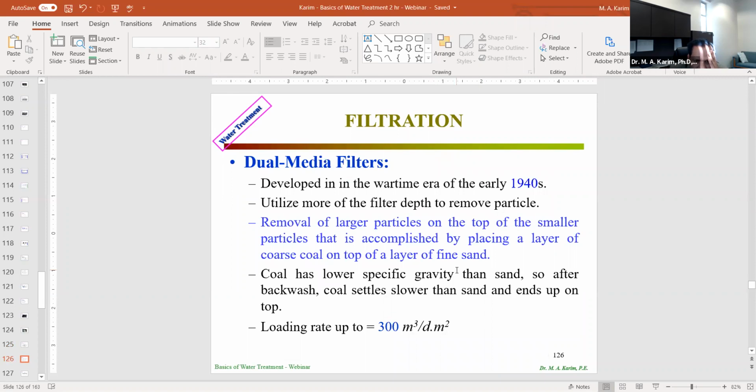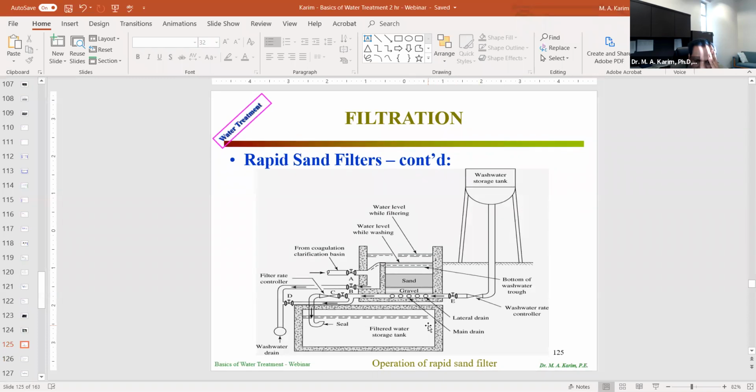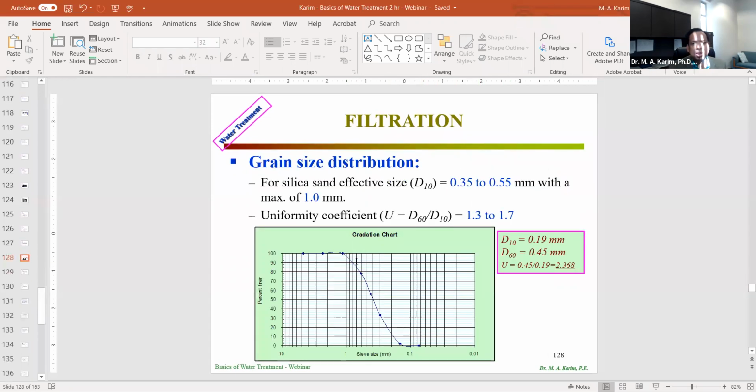Dual media means it has multiple media, two media at this side. The loading rate is 300 meter cube per meter square. Then the deep bed looks like 800 meter cube per meter square. So these are the descriptive ones. Grain size distribution has to be kind of uniform, with a coefficient or things like that. It's well graded, right? Mainly well graded. We don't want anything that is not well graded. So there has to be some design. I think a uniformity coefficient of 1.3 to 1.7 is required, and the effective size D10 is 0.35 millimeter with a maximum of 1 millimeter.